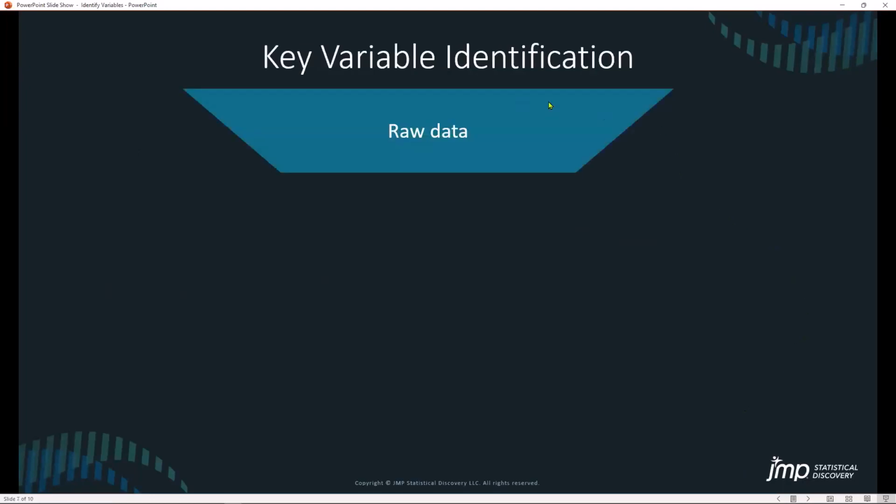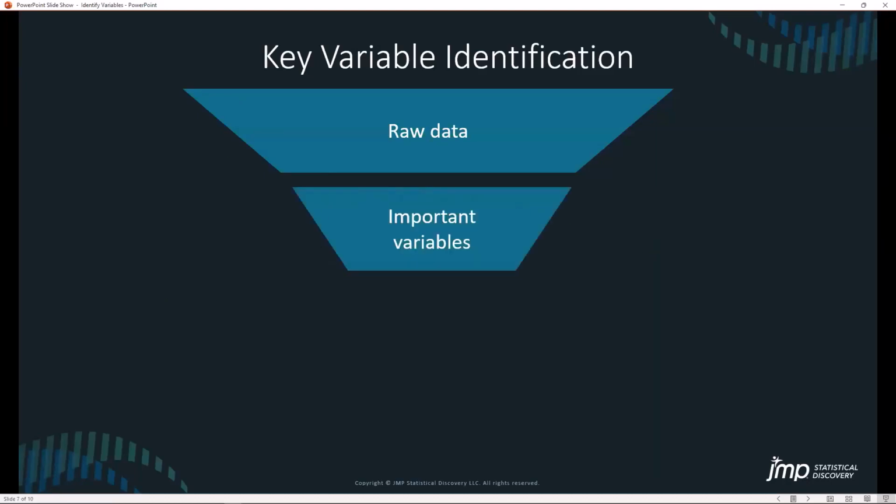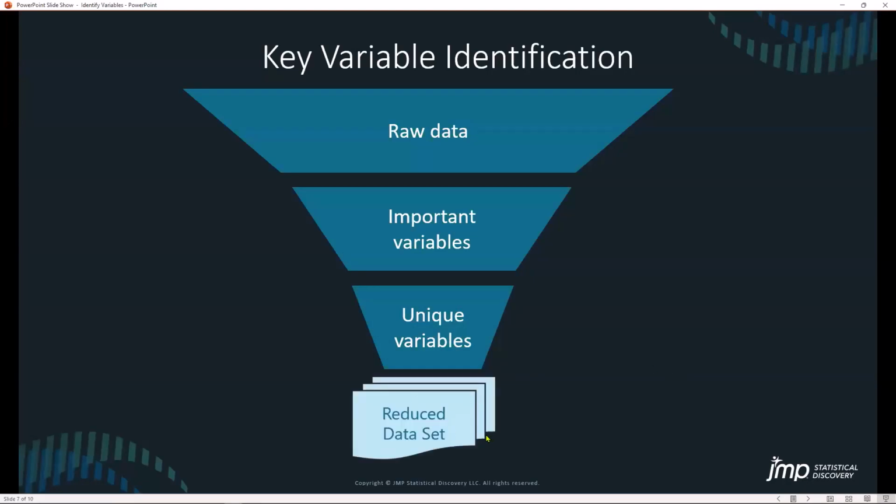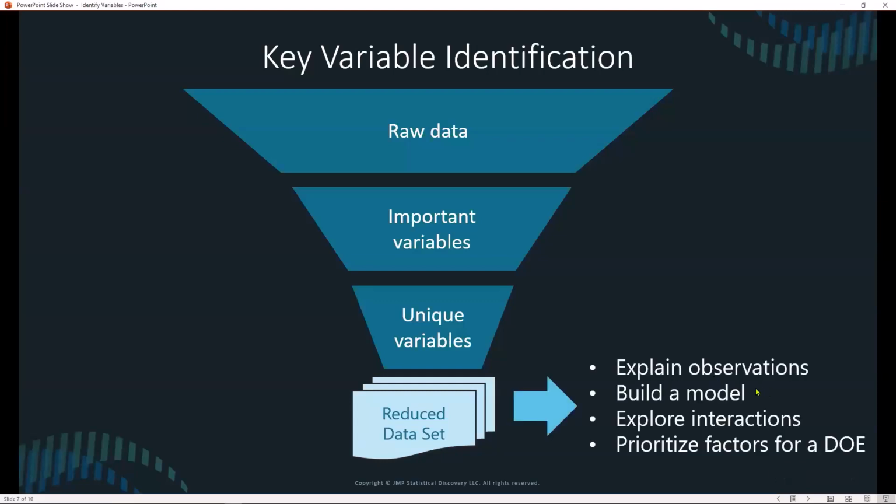And the goal here is just to take that big raw data set where you've got many columns, or you've got correlated columns, and then we're going to find those important variables, those that predict some sort of variance in our Y response, and then narrow that down further to those unique variables to get that reduced data set. And that reduced data set then can be used for many different things. Maybe you just need to explain some observations in historical data, or you want to build a predictive model, explore some potential interactions. So if you've got lots of columns, then the number of interactions or higher order terms are going to be tremendous. So reducing that data set first to look for those is sometimes beneficial. Or maybe you just want to find some factors for a DOE.